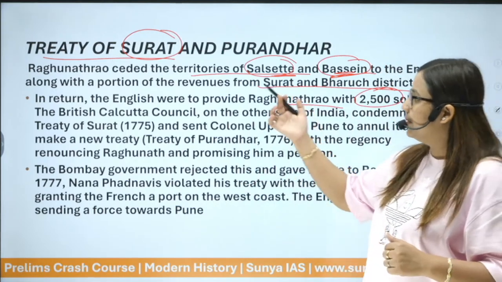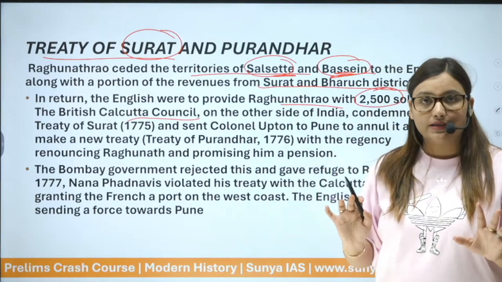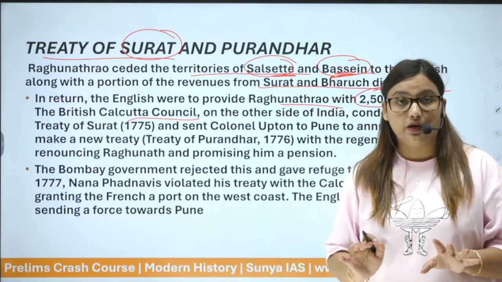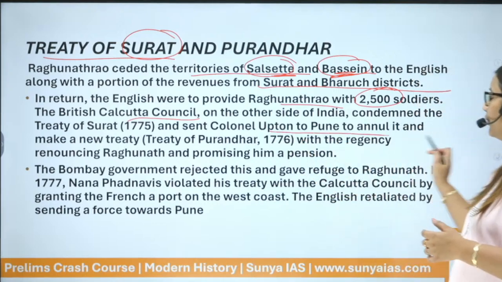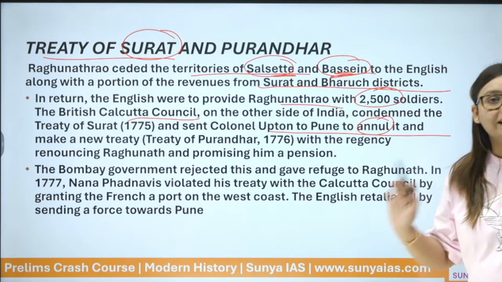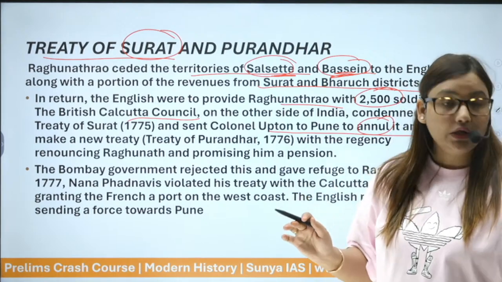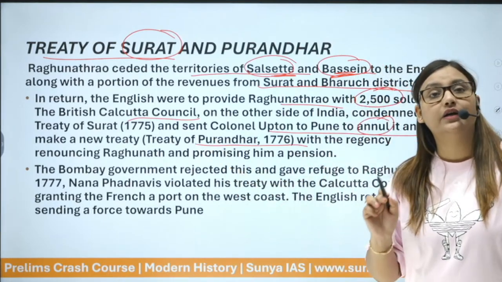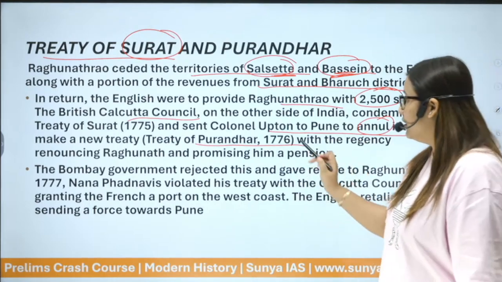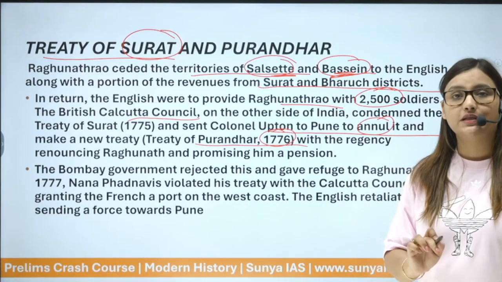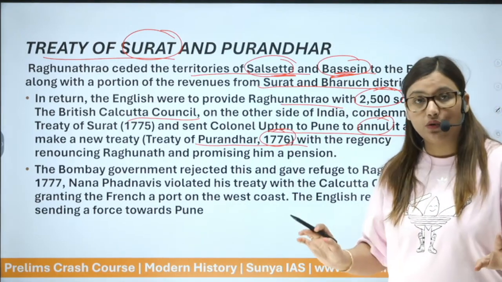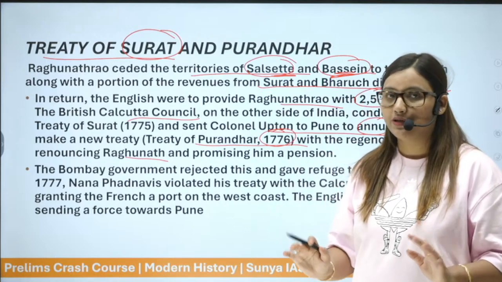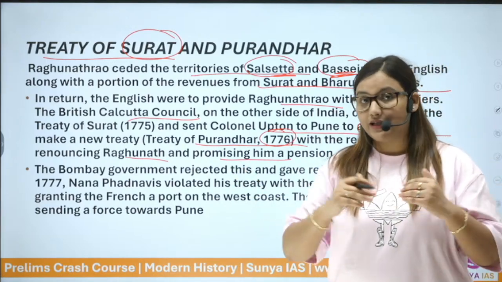Here you will see that the British Calcutta Council, on the other side, was not happy with this Treaty of Surat. They condemned the Treaty of Surat in 1775, and they sent Colonel Upton to Pune to annul it, to cancel the treaty and make a new one, the Treaty of Purandhar, which was signed in 1776, the next year. With the new treaty signed with the Regency, they renounced Raghunath Rao and said that they would not consider him the Peshwa. They would give him a pension and keep a distance from him.